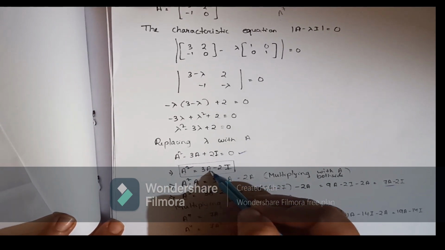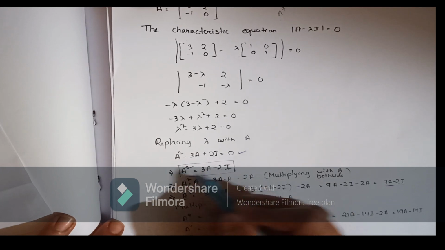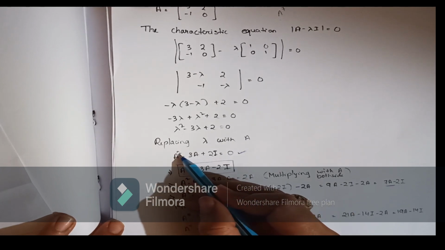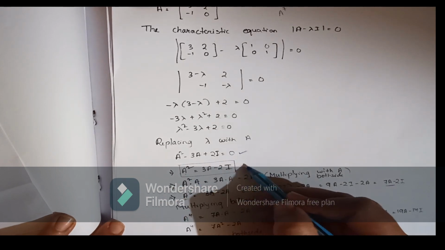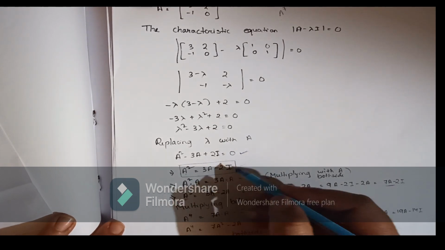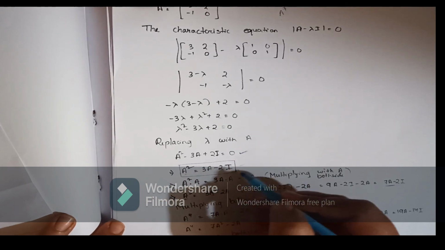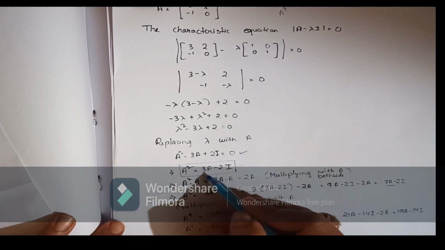A square is equal to 3A minus 2I every time. If it is cube, if it is fourth, whatever, we have to keep it on the left hand side, and we have to find this equation. This statement is very, very important, because we can replace the A square every time with this.